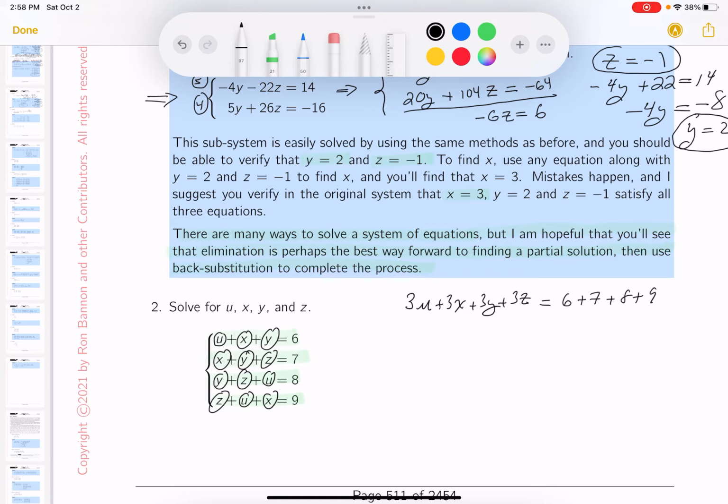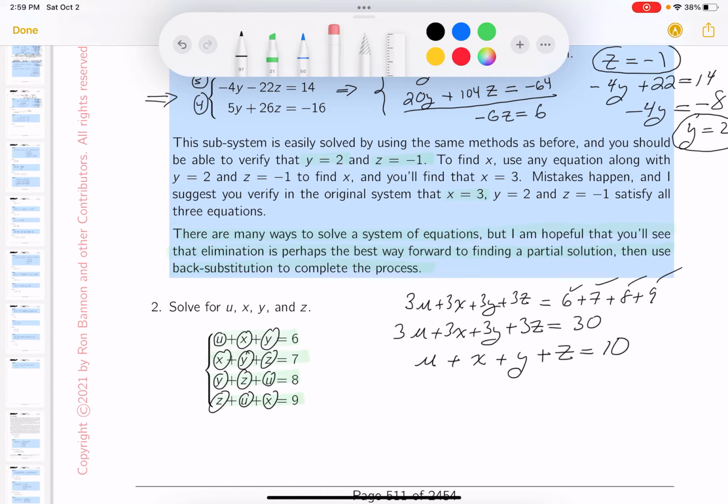You get 3u plus 3x plus 3y plus 3z equals, let's take a look at it. 6 and 7, that's what? 13. And 8 plus 9 is 17. 13 and 17 is going to be 30, right? Now I'm going to divide everything by 3, both sides. What do you get? u plus x plus y plus z equals 10.